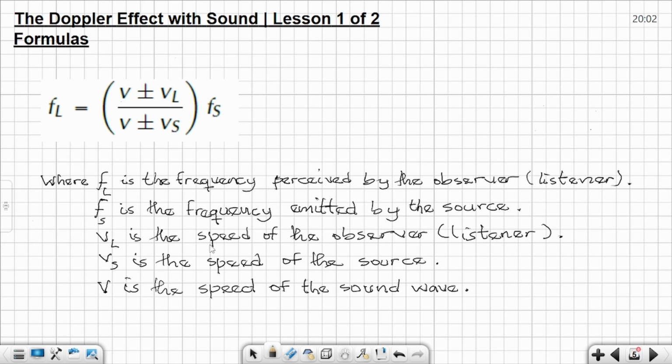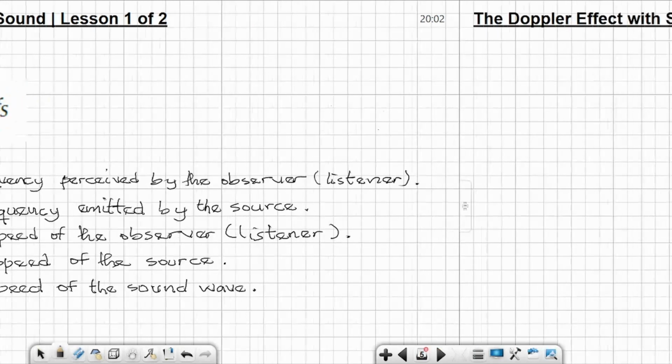VL is the speed of the observer or the listener. So if the observer is stationary, you know that VL will be equal to 0. Vs is the speed of the source, and V is the speed of the sound waves. Normally, this is given, or they can also ask you to calculate it.